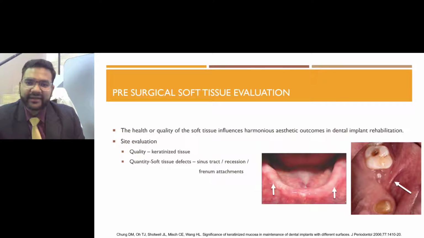It is said that a minimum of 2 millimeters of keratinized tissue is required, 1 mm buccal and 1 mm lingual, but we all know the more the merrier. Also, we should be evaluating some soft tissue defects like a sinus tract, a recession or some frenum attachments, as we can see in this case.